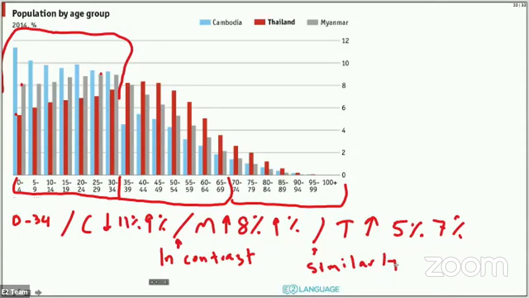All right. I'm going to have to get rid of my drawings there. Okay, let's have a look at your sentences here. Okay, good. From the age of 0 to 4 to 30 to 34, you can just say 0 to 34 because that combines all of those ages.